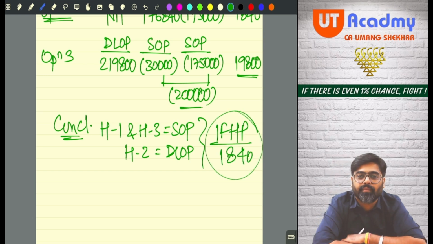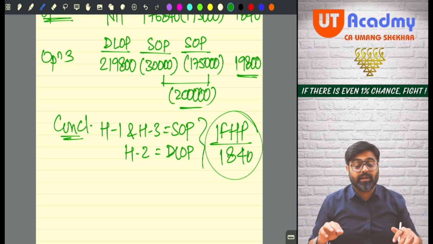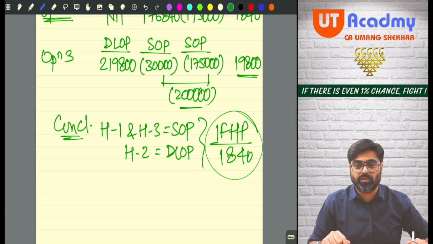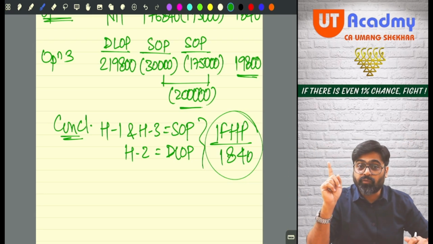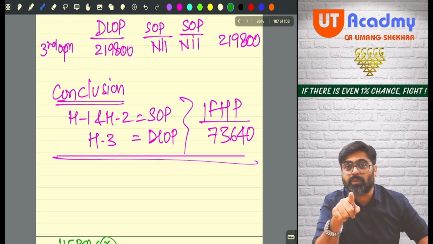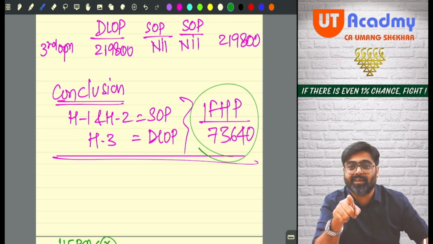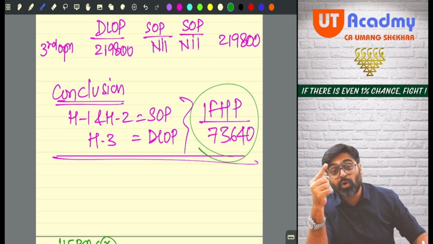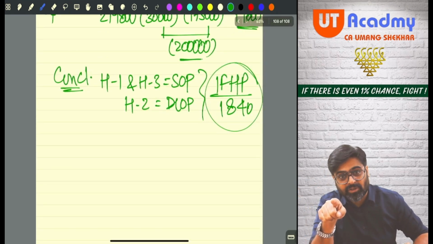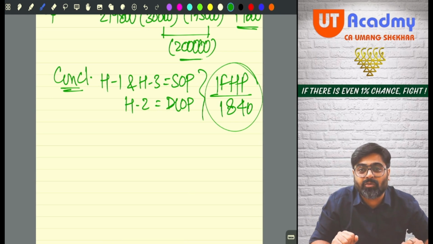Now they are telling you from the point of view of taxation, which is the best thing which you can do. See, if you follow 115 BSE, then this is the best option. But still you are supposed to pay tax on 73,640. But if you don't follow 115 BSE, so this is the best option and you are supposed to pay less tax because the taxable income is 1840.